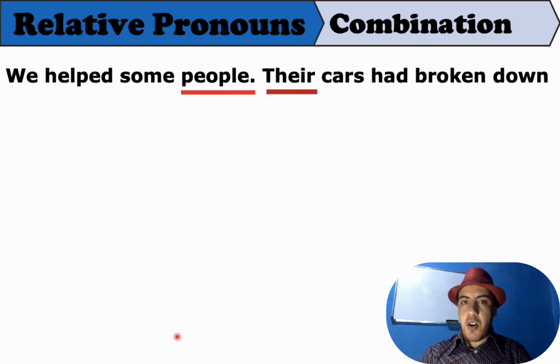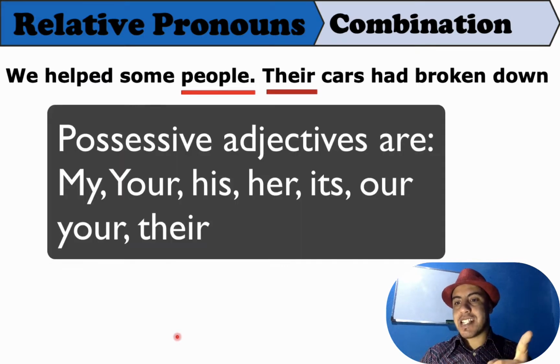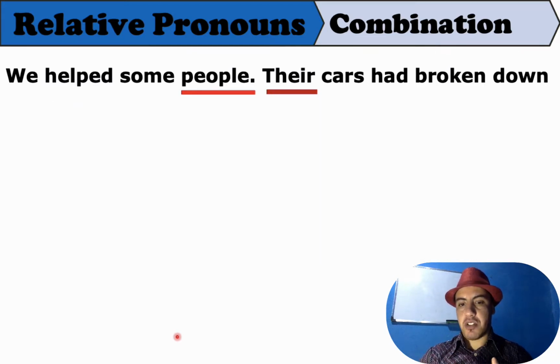Good. Now pay attention to this one. What is there? Good. There is a possessive adjective. What is a possessive adjective? It is my, your, his, her, its, our, your, their. So here we have a possession, يعني الملكية.